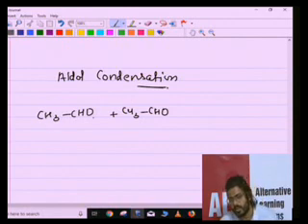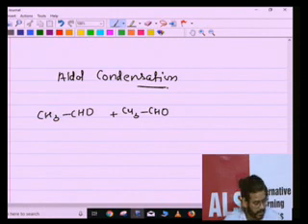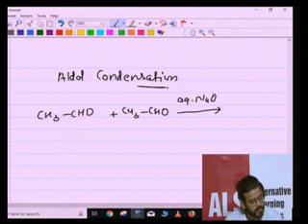The count is not important. The important part is that both the molecules are the same and both have an equal number of alpha hydrogens. When I react these in the presence of aqueous NaOH or dilute NaOH, both have the same meaning, it will form a beta compound. Before writing the product, let's start with the mechanism of this particular reaction.